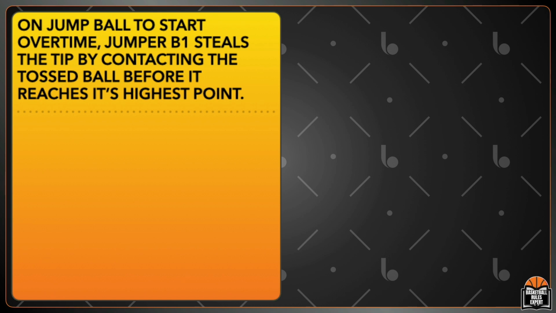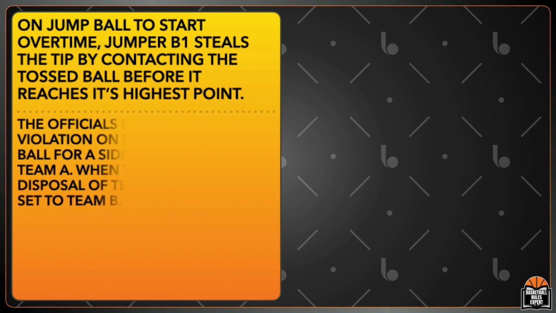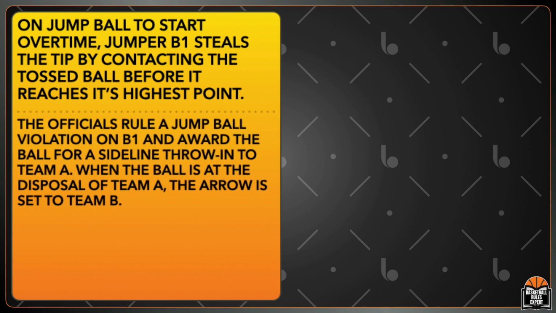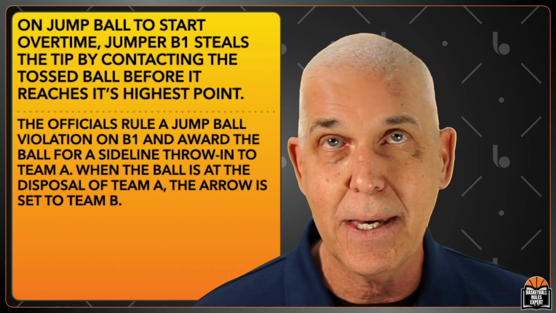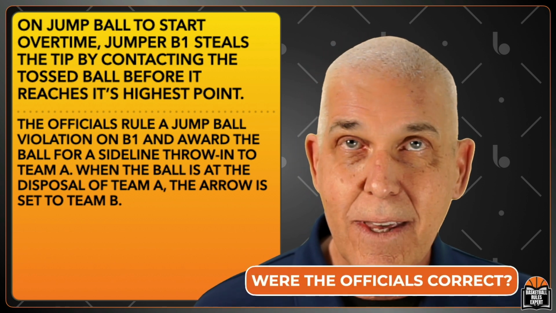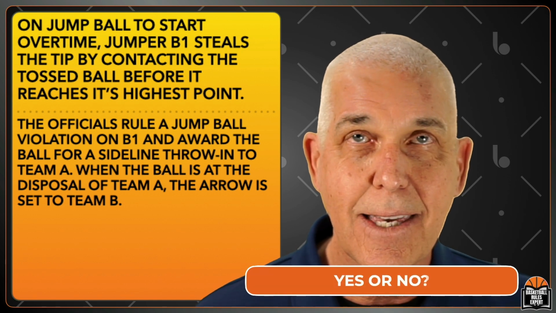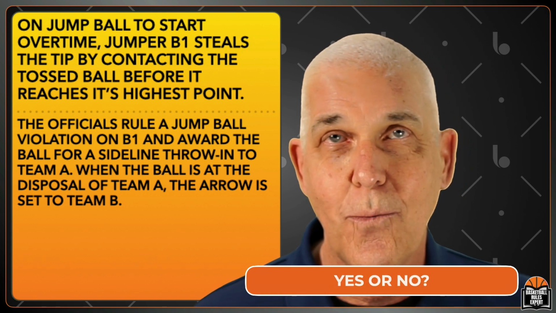On a jump ball to start overtime, jumper B1 steals the tip by contacting the tossed ball before it reaches its highest point. The officials rule a jump ball violation on B1 and award the ball for a sideline throw-in to Team A. When the ball is at the disposal of Team A, the arrow is set to Team B. Were the officials correct? Yes or no?